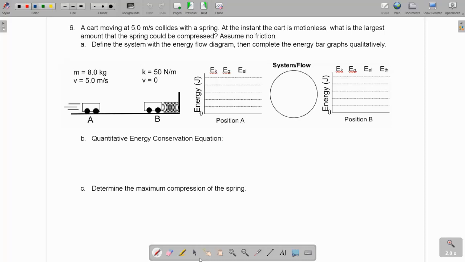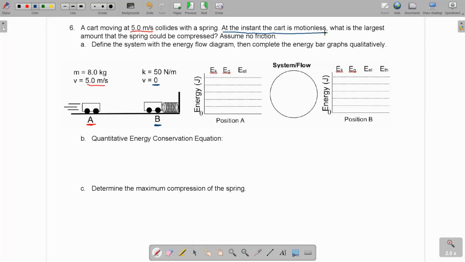Here it says a cart is moving at 5 meters per second, and it collides. Real quick, I'm going to underline that it's 5 meters per second. That's position A. Then it collides with the spring, so that is position B here. Notice that the velocity is 0 meters per second. That's this part right here. It says, at the instant that the cart is motionless.